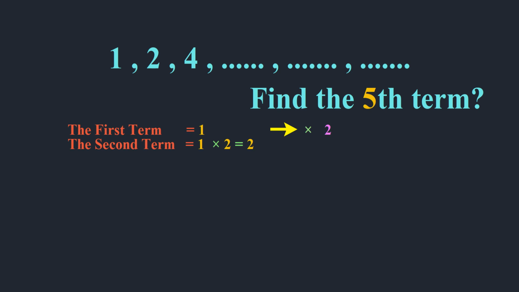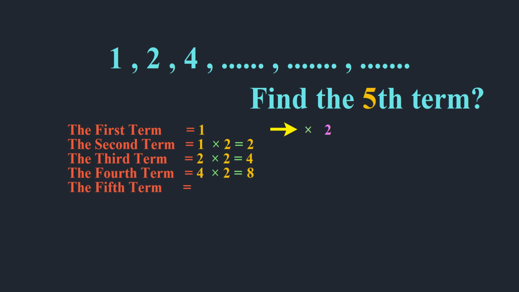And the third term is 2 times 2, which equals 4. And the fourth term is 4 times 2, which equals 8. And the fifth term equals 8 times 2, which equals 16. And the sixth term is 16 times 2, which equals 32.